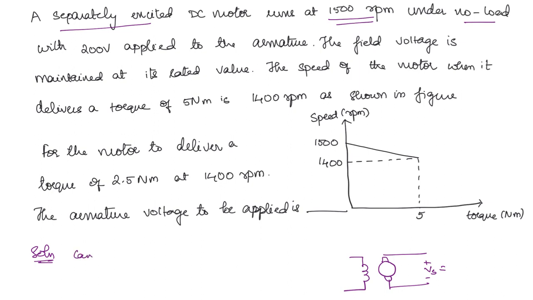So this you can take as case 1, which is the no load condition. No load means it is not drawing any current. So the armature current is 0. The voltage applied is 200 volt. And the given speed is in RPM, so we will take N. This is 1500 RPM.